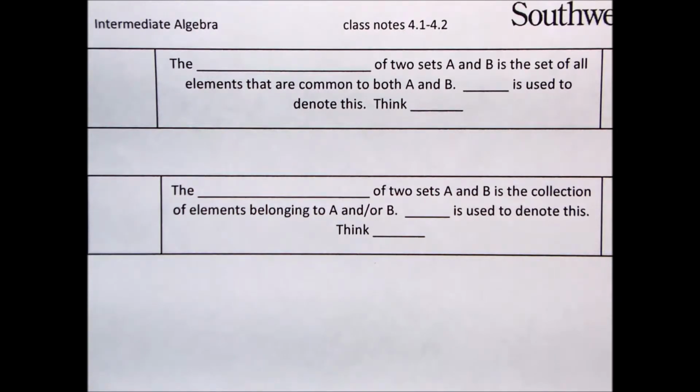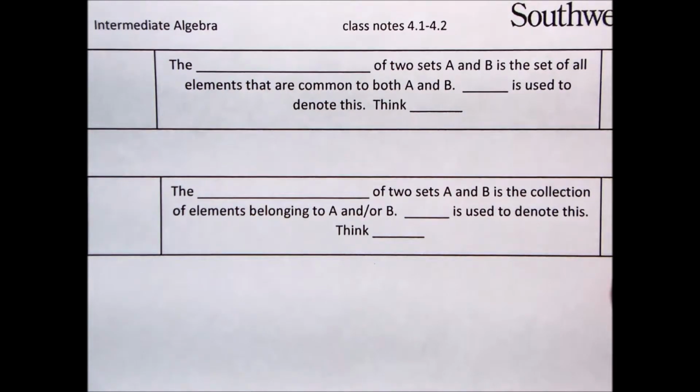Intermediate Algebra, Section 4.2, Intersections, Unions, and Compound Inequalities. Two inequalities joined by the word "and" or the word "or" are called compound inequalities. To solve compound inequalities, we must know how sets can be combined.